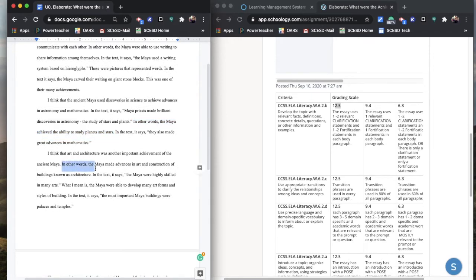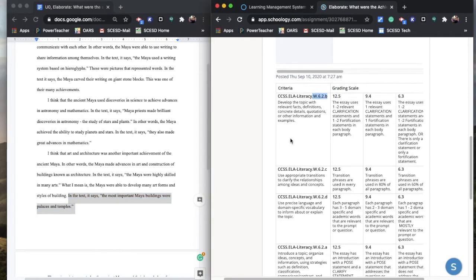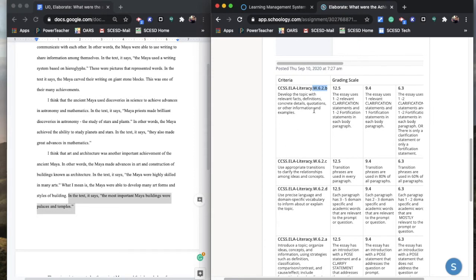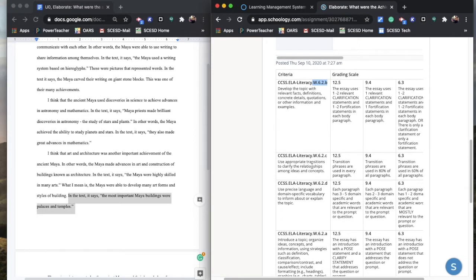In other words, we got one clarification statement here. In the text it says, so we got a fortification and we got another clarification. And whoa, we got another fortification, so we're good with that paragraph too. So far for B, we have a 12.5 on this essay, okay? So we have a 12.5 for B, and let's continue down for C.